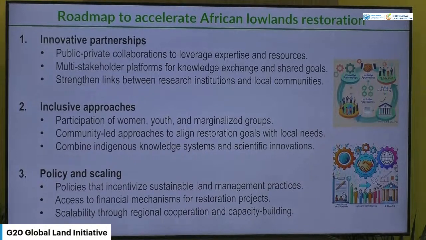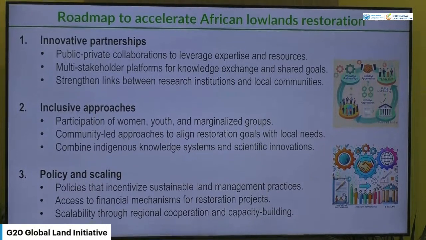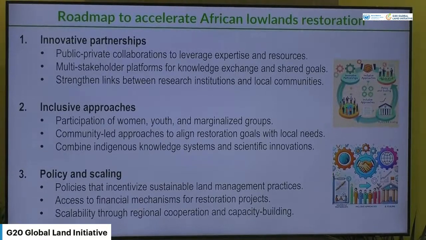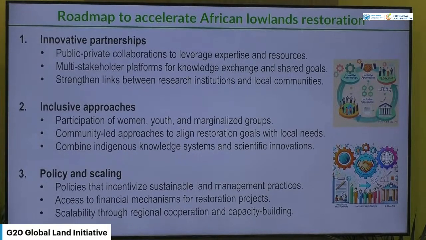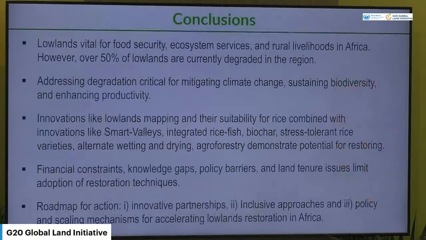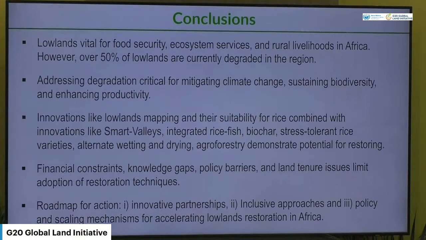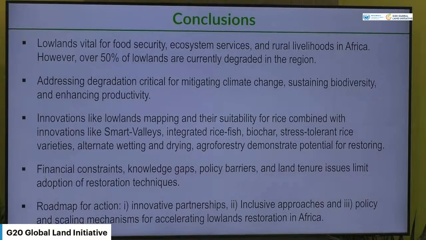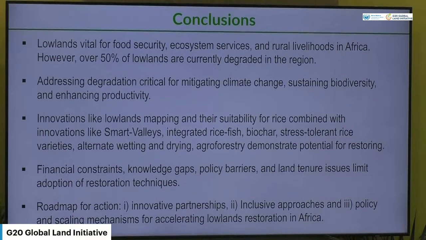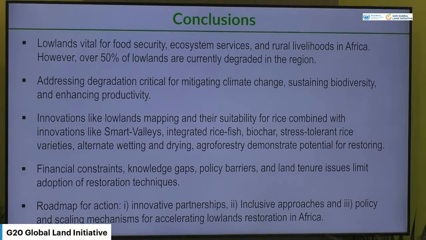We need to foster a policy that incentivizes sustainable land management practices, to facilitate access to financial mechanisms for land restoration projects, but also to strengthen the capacity of farmers and to foster regional collaboration to accelerate lowland restoration. So in conclusion, lowlands are vital for food security, ecosystem services, and rural livelihood in Africa. However, a large percentage of land in the region is degraded. And addressing degradation of lowlands is critical, particularly for mitigating climate change, for sustaining biodiversity, but also for enhancing productivity and contributing to food security.